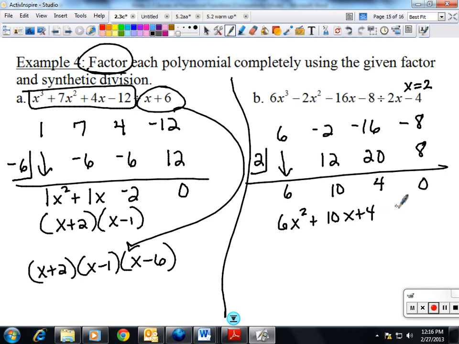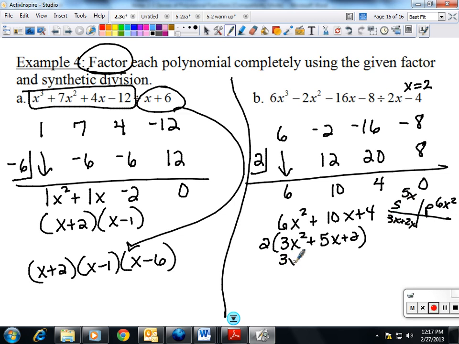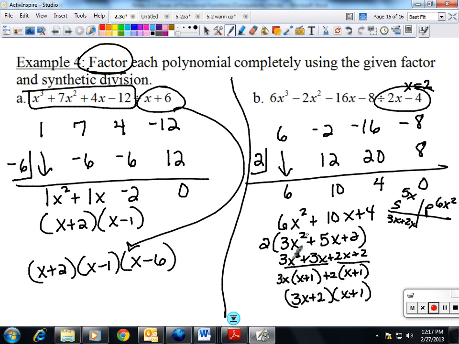I'm going to factor this. I could pull a 2 out and make my life easier. It'd be 3x squared plus 5x plus 2. So 3 times 2 is 6x squared. My middle term is 5x. 3 and 2. So 3x squared plus 3x plus 2x plus 2. Group. I can take out a 3x: x plus 1, plus 2, x plus 1. So that factors into 3x plus 2 and x plus 1. I just bring down my 2x minus 4 and my 2. And there's my answer.